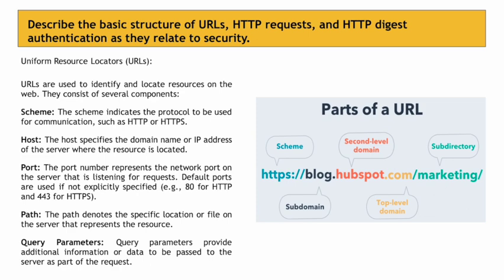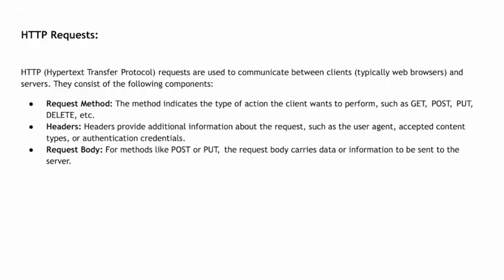Path. The path denotes the specific location or file on the server that represents the resource. Query parameters. Query parameters provide additional information or data to be passed to the server as part of the request. HTTP request. HTTP, Hypertext Transfer Protocol.